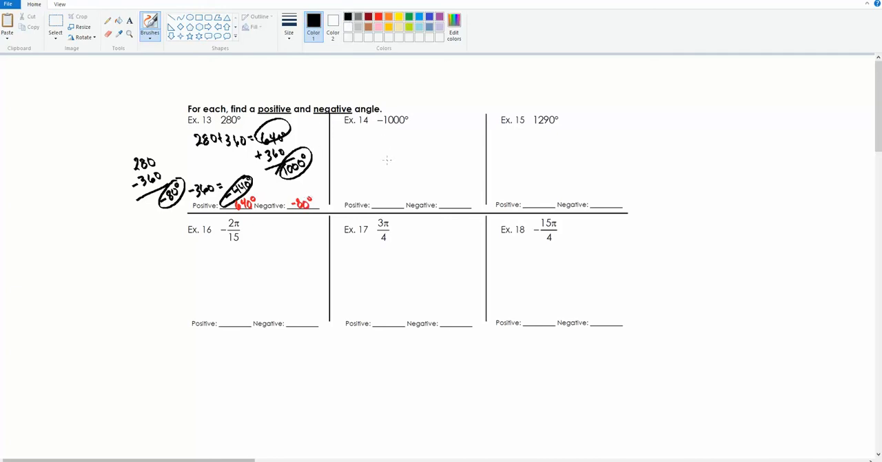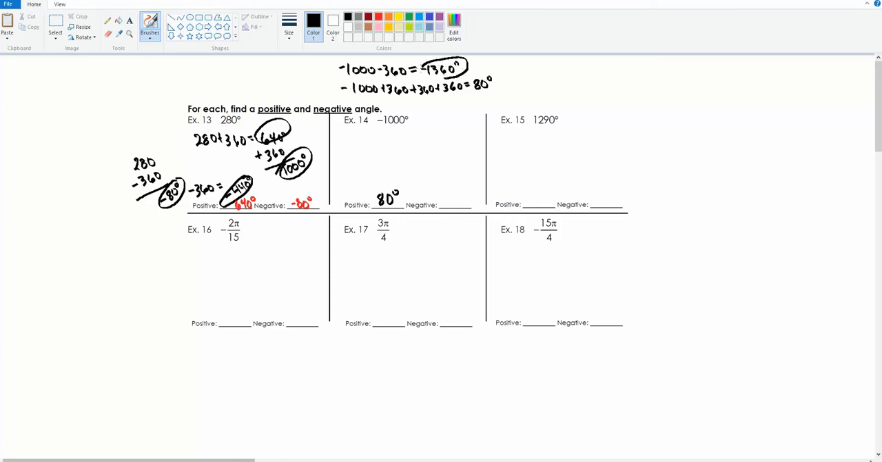All right, for this one, let's find a positive coterminal. So we have negative 1000 plus 360. That's still not going to be good enough. Another 360, and you're going to find that you have to add another 360 until it becomes positive. So the first positive coterminal would be 80. And then for a negative coterminal, now you have a choice. You can say negative 1000 minus 360, and that's going to give you negative 1,360.